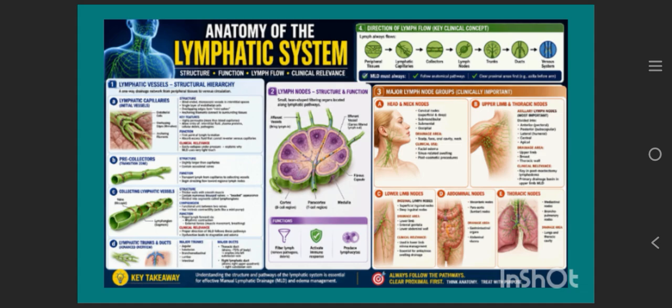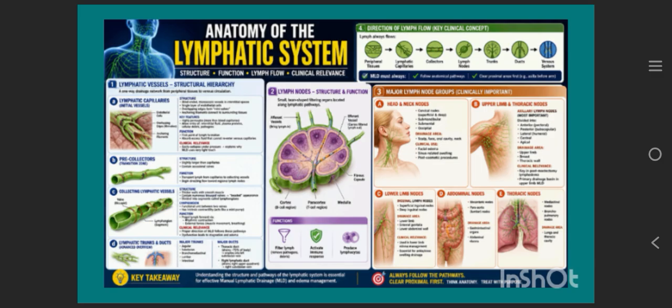What is the function of lymph nodes? Firstly, they filter lymph, removing pathogens and debris. Secondly, they activate the immune response. Thirdly, they produce lymphocytes. These are the three functions of lymph nodes.